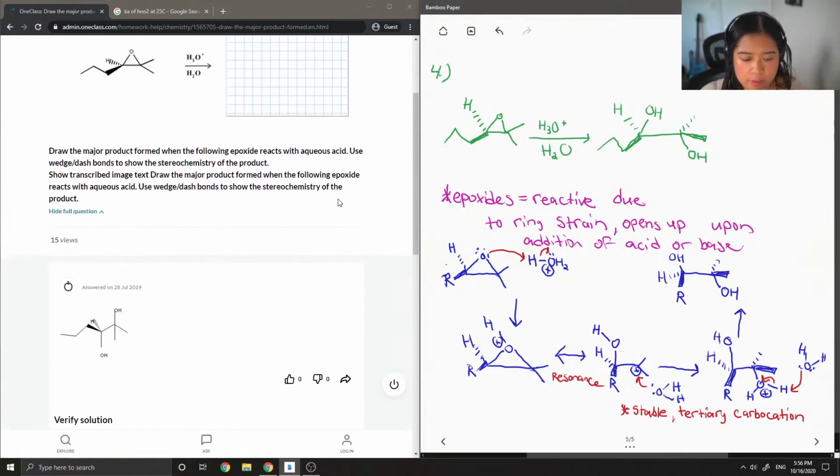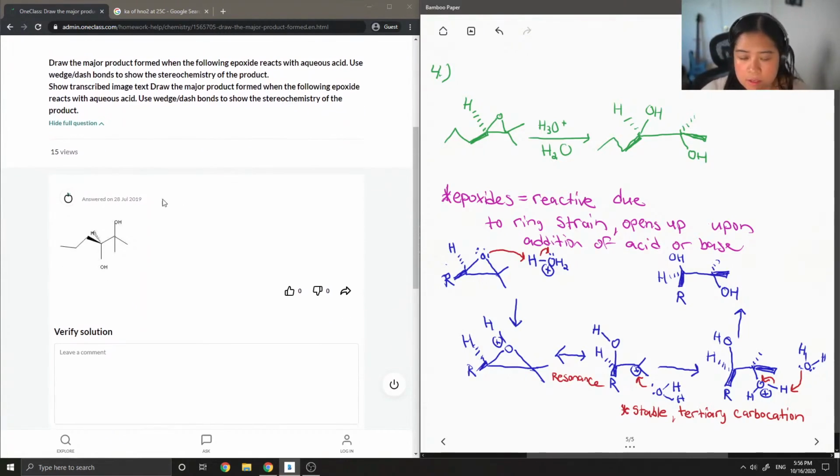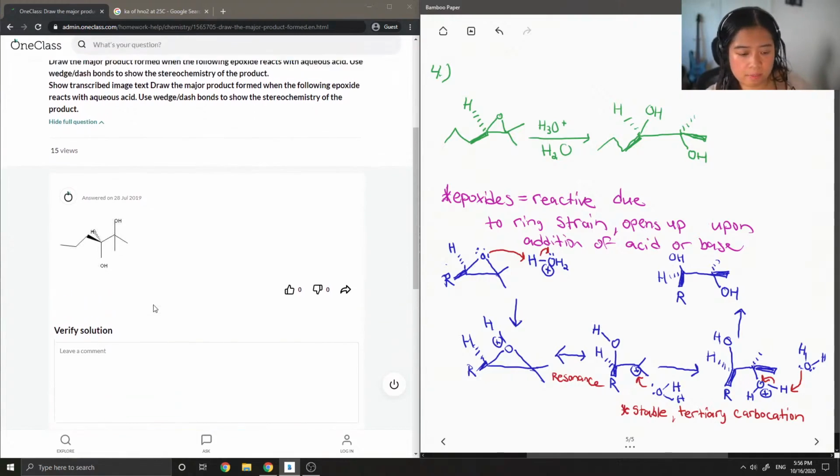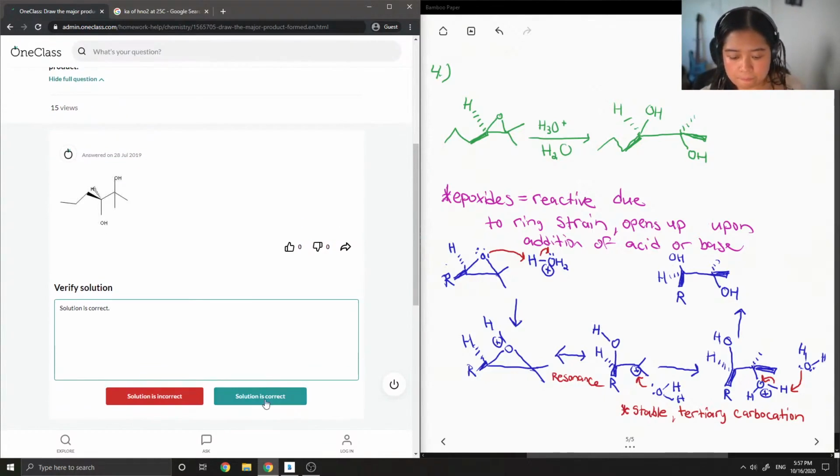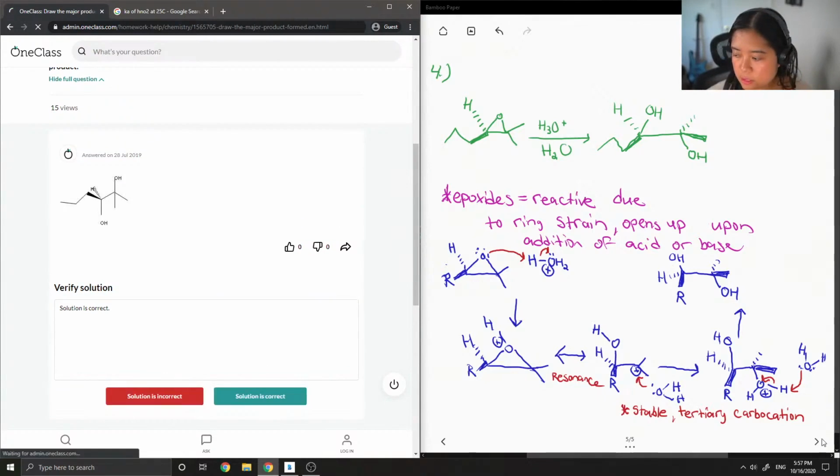So let's see what our junior tutor said. Yep, so they have this, and then they didn't really show the stereochemistry here, but it's still the correct compound. I'll just say the solution is correct. Okay, solution was correct.